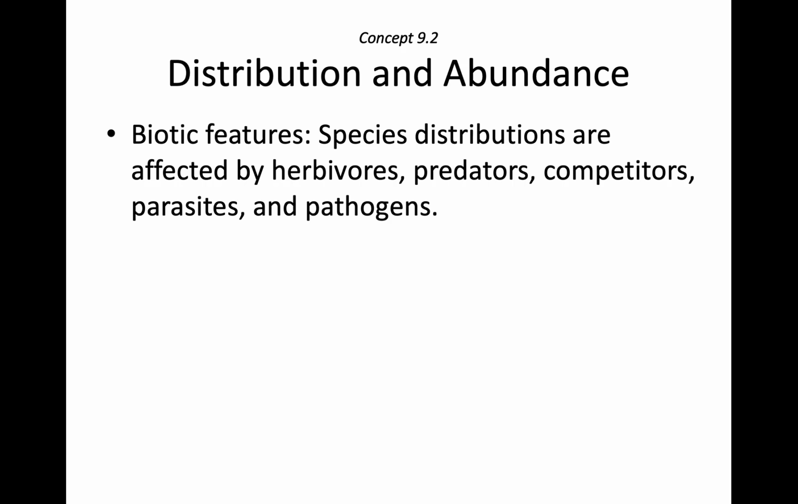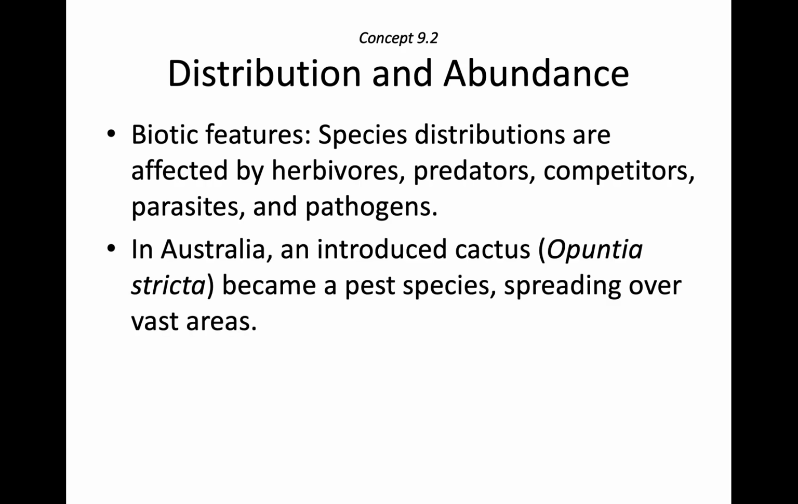Right. So in addition to abiotic factors determining the distribution and abundance of populations of species, biotic factors can also determine where populations can occur. Remember, biotic means living. So biotic interactions can include things like herbivores, predators, competitors, parasites, pathogens. Specifically in Australia, there's an example of a species that's a good example of a pest species that was actually introduced to the island and quickly became a pest, taking over yards and roads, and it took over a whole bunch of natural areas at the expense of other species that are native to Australia.